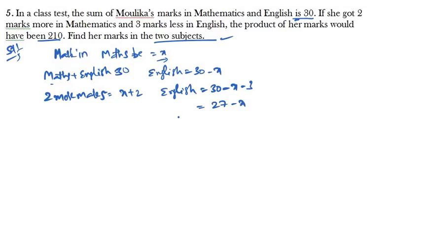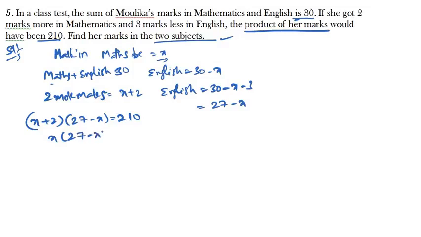After that, from the problem, the product of her marks is 210. So X plus 2 into 27 minus X is equal to 210. After that we have to multiply this equation so we get the X values. So X into 27 minus X plus 2 into 27 minus X is equal to 210.